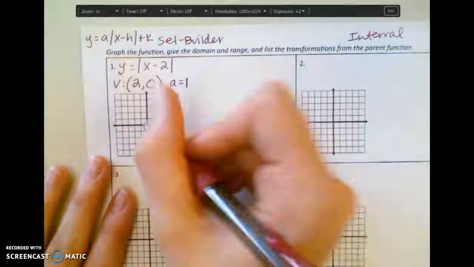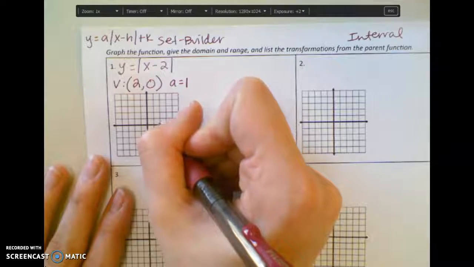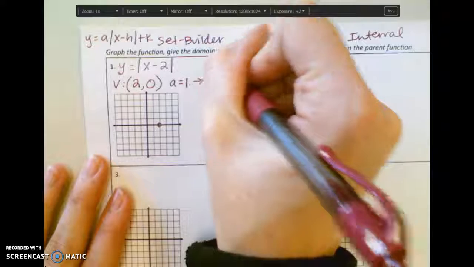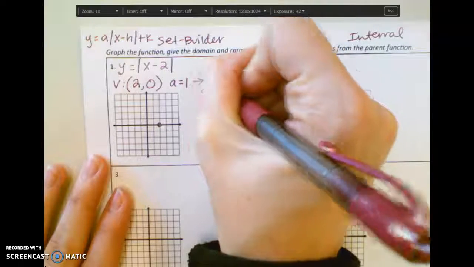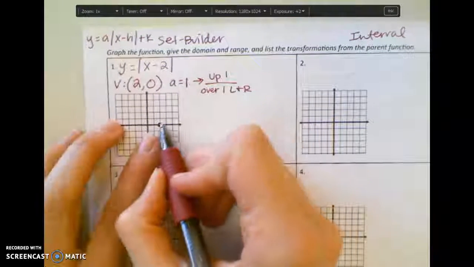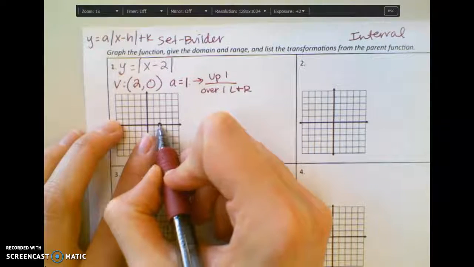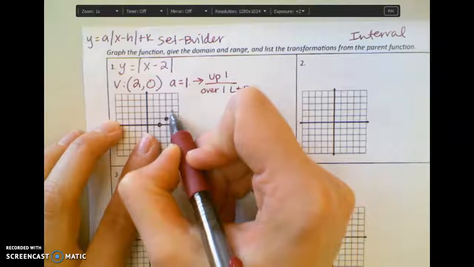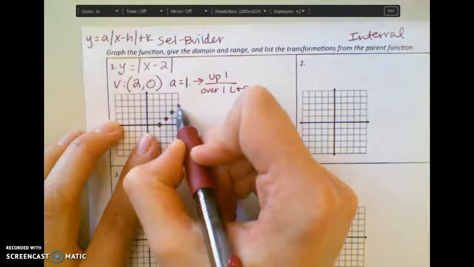We're going to go to 2, 0, so that is here. Now my slope of 1 tells me to go up 1, and then I go over 1, left and right. So let's start on the right. I have my vertex. I'm going to go up 1, over 1, right. Up 1, over 1, up 1, over 1.